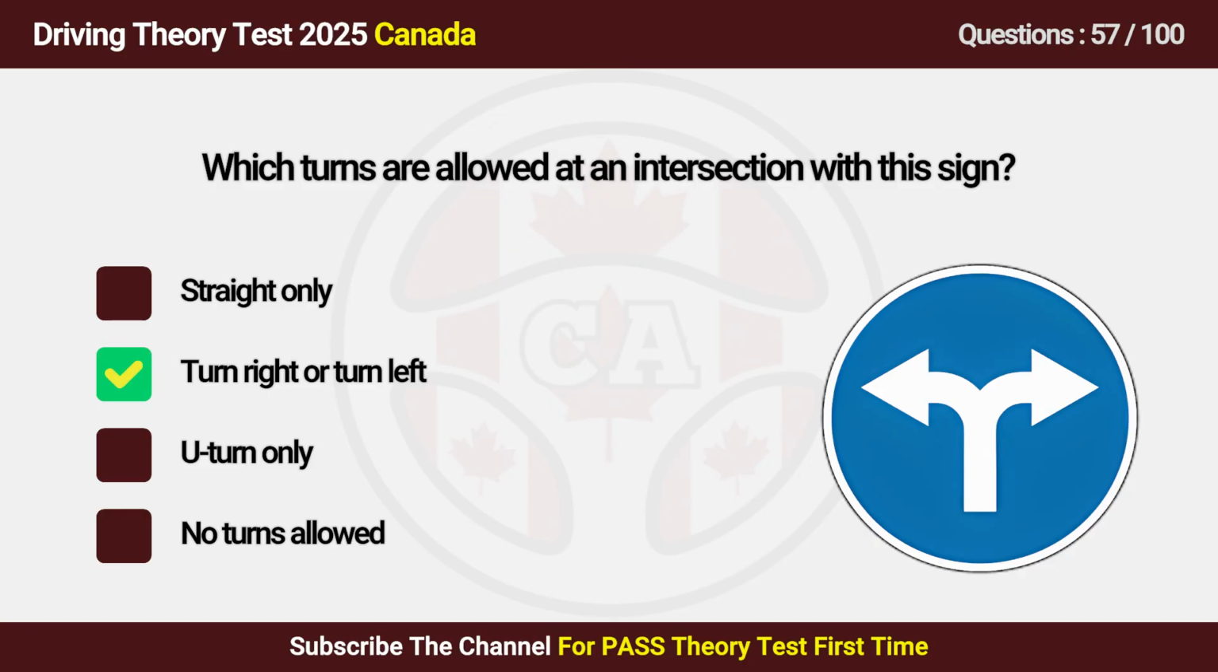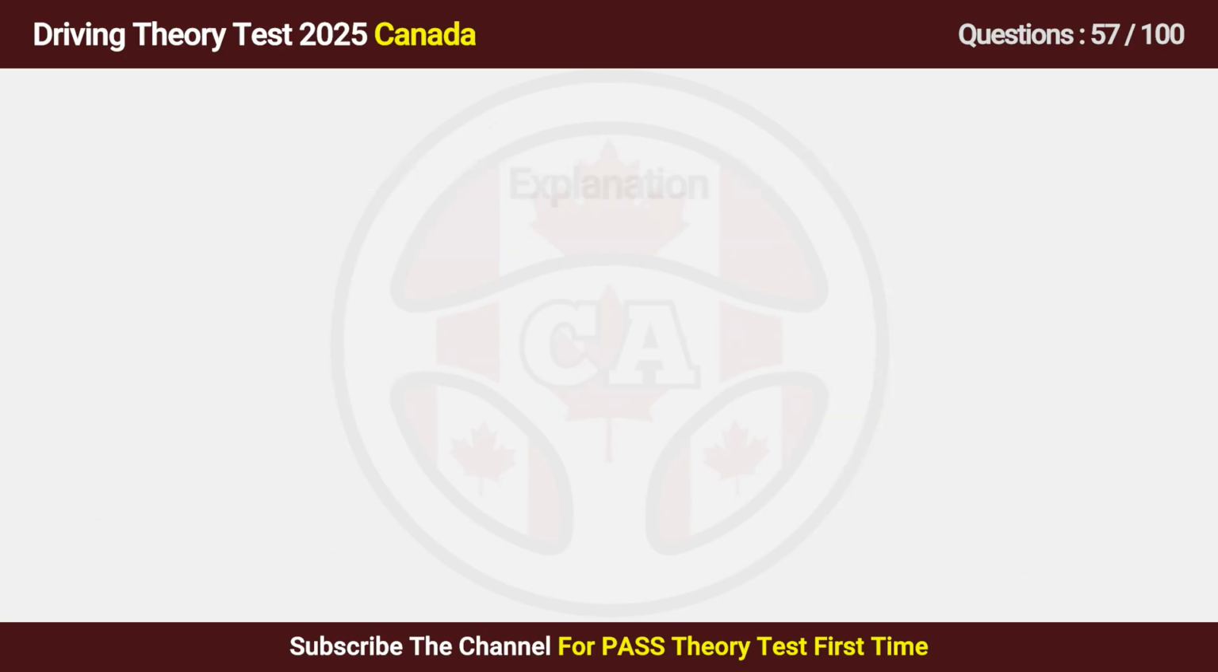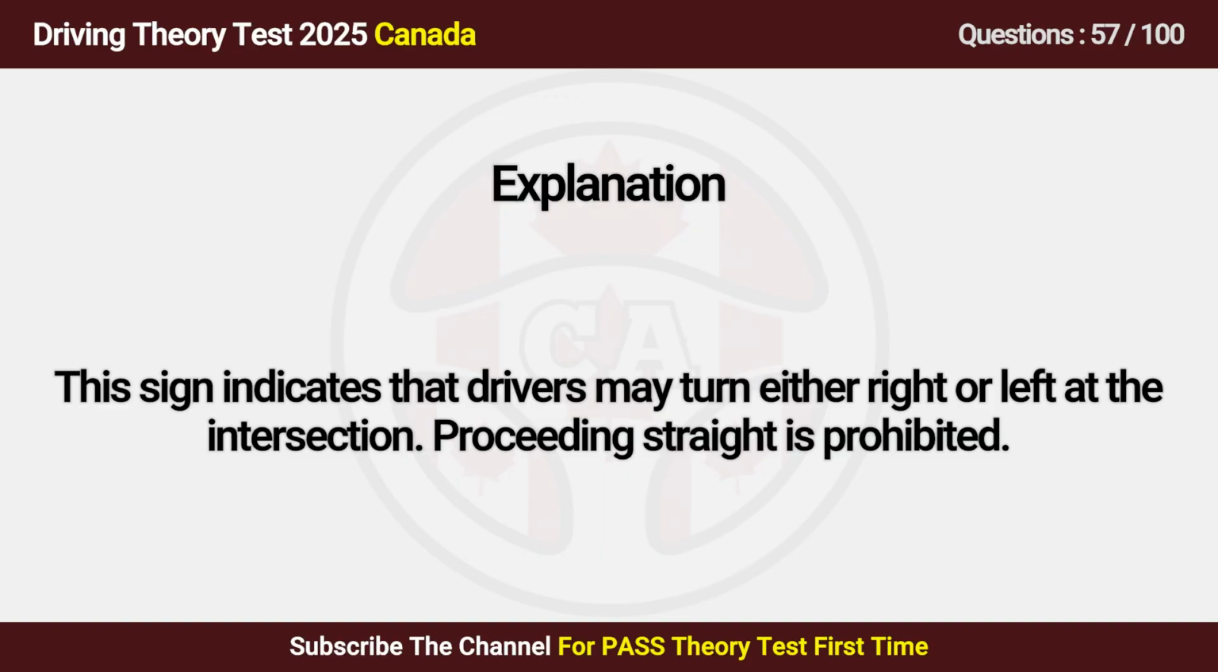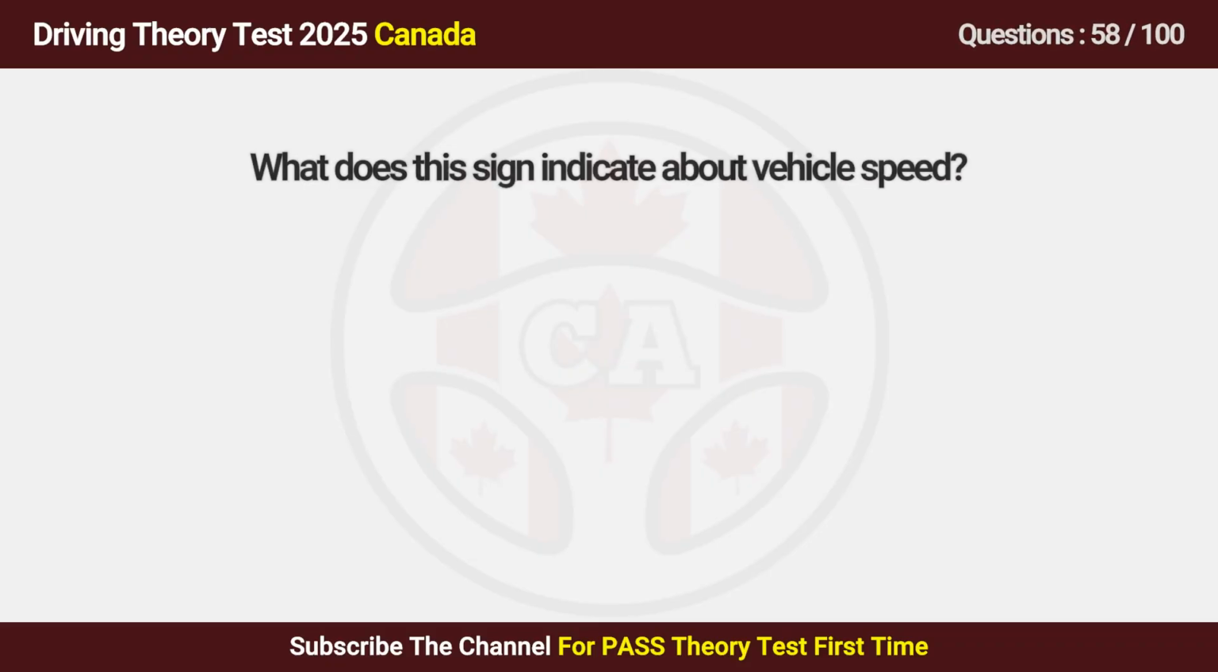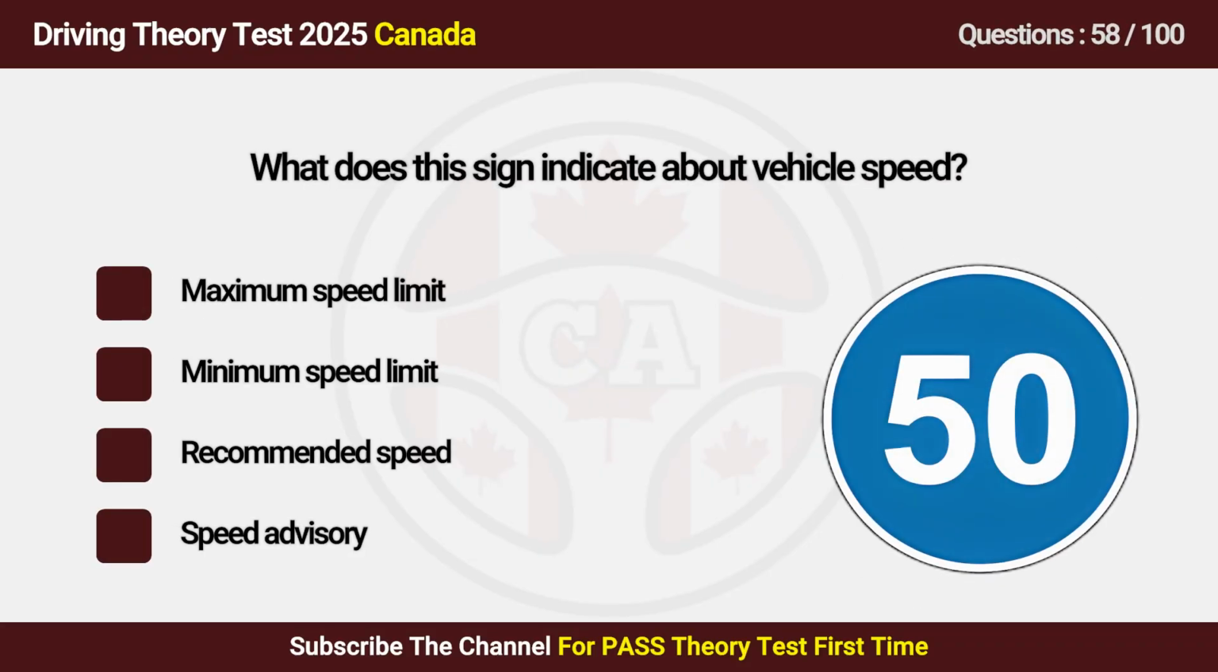Answer is B. Turn right or turn left. This sign indicates that drivers may turn either right or left at the intersection. Proceeding straight is prohibited. Question 58. What does this sign indicate about vehicle speed?